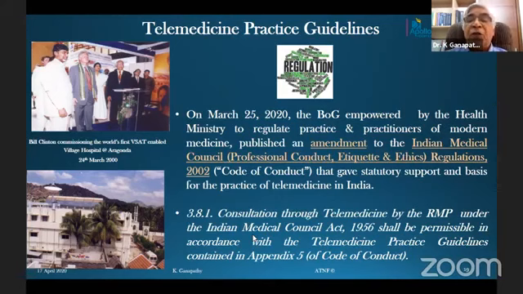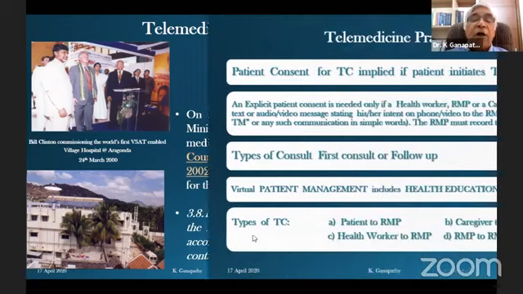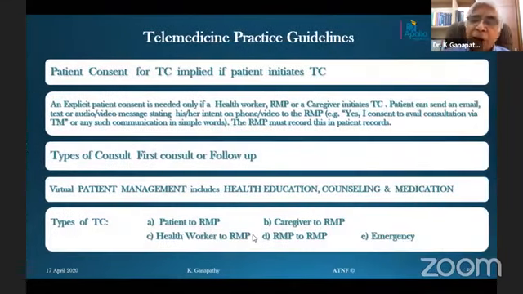Exactly 20 years and 24 hours later, the Board of Governors, which has superseded the Medical Council of India, formally notified an amendment to the Indian Medical Council Act. Rule 3.8.1 says that consultation through telemedicine by the RMP shall be permissible in accordance with the guidelines. Of course, the Telemedicine Society of India did play a fairly major role. For the last 3 years, we have been entreating Niti Aayog, the Ministry of IT, Ministry of Law, Ministry of Health, and thanks to the coronavirus, all this has taken place in a jiffy.